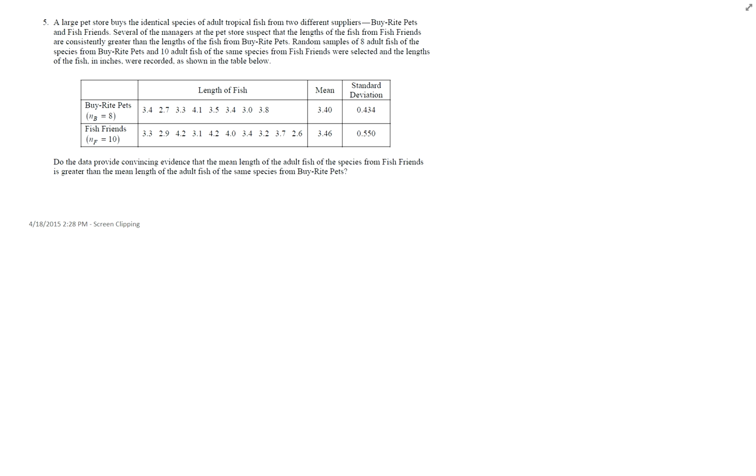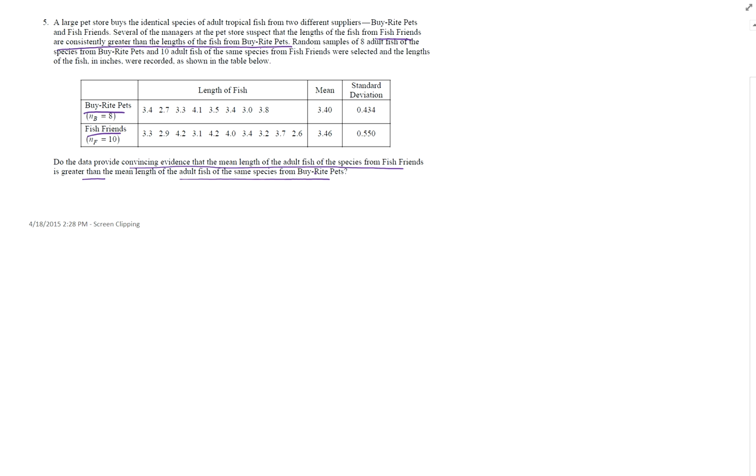Okay, here we go. Number 2010, number 5. We actually did this problem at one point in class. We've got two different fish stores, Buy Right Pets and Fish Friends, and managers suspect that the lengths of fish from Fish Friends are consistently greater than Buy Right Pets. And so we're asked the question, is there convincing evidence that the mean length from Fish Friends is greater than the mean length from Buy Right Pets?